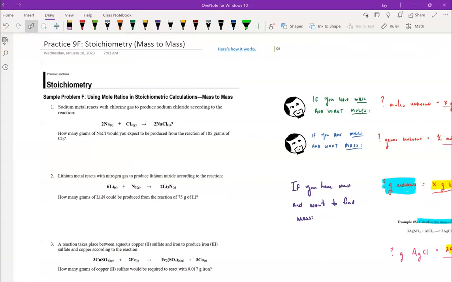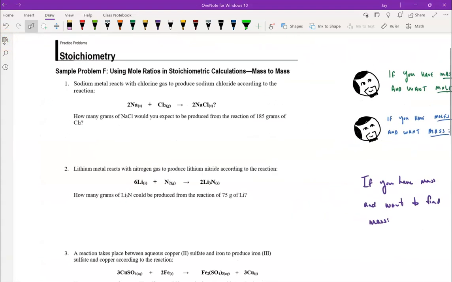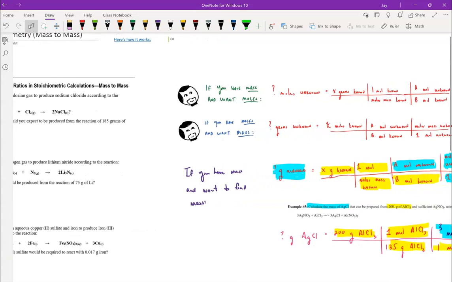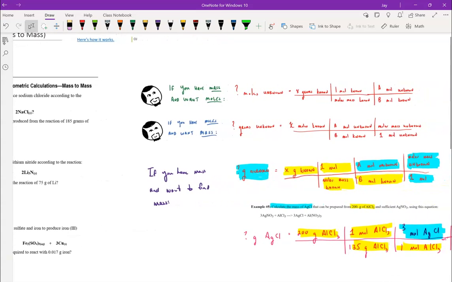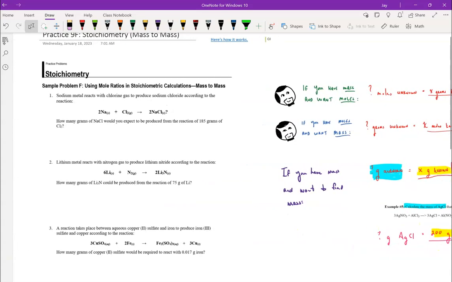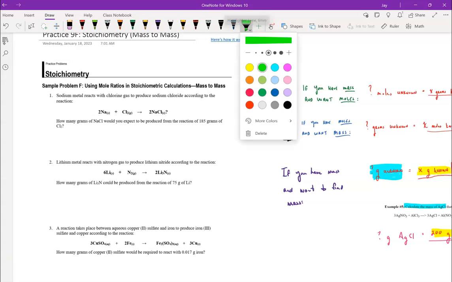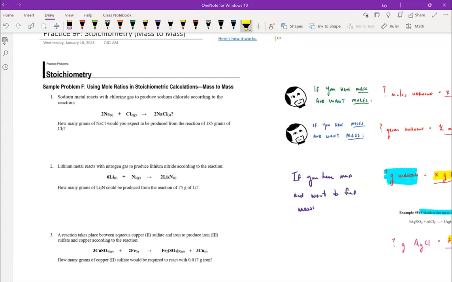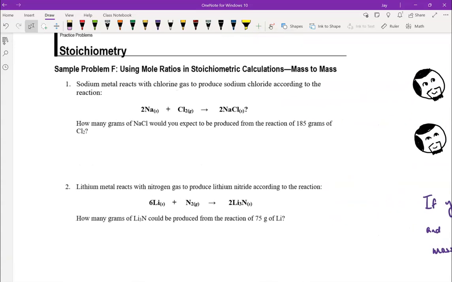Okay, here is practice 9F. These should be solved identical to the ones on 9E, and I'm going to label each one of these as the known, what we're starting with. That will be yellow, and the unknown is blue. So here is number 1.